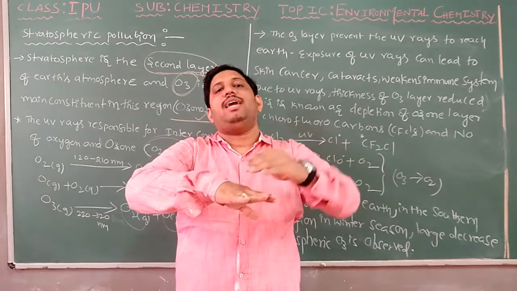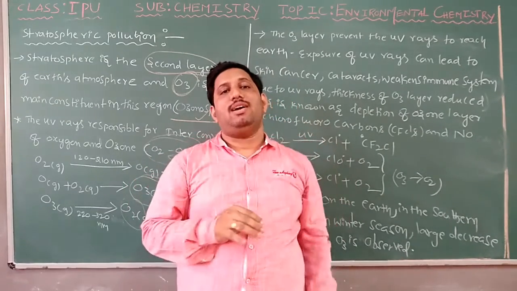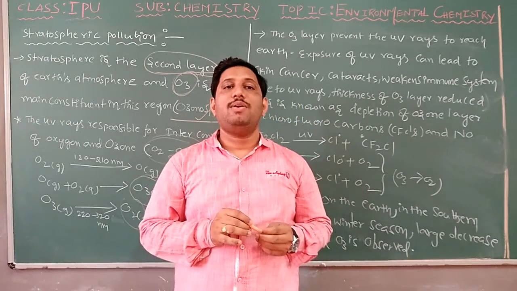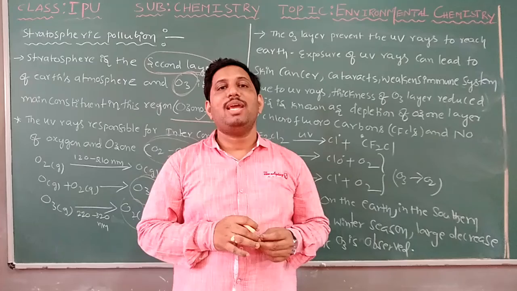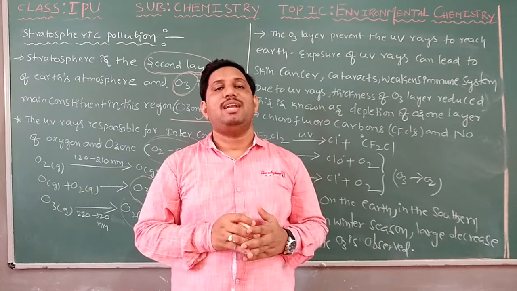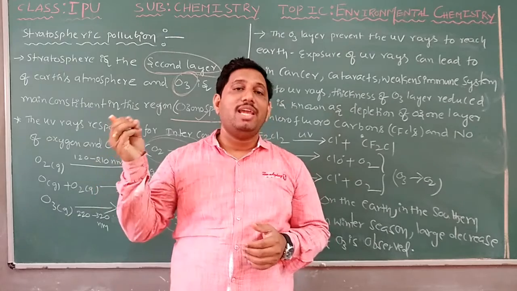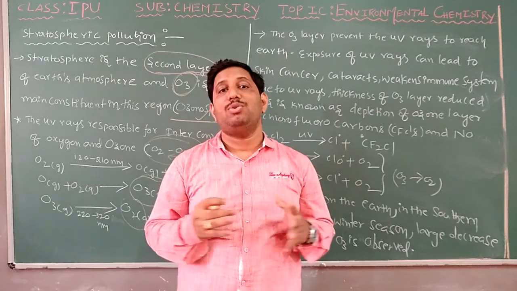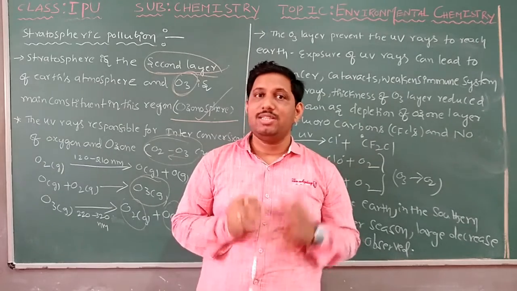The ozone layer prevents the ultraviolet rays from falling on the earth. Hence, it is clear that the harmful ultraviolet rays coming from the sun do not fall on human beings, because the ozone layer is present in the stratosphere and prevents the ultraviolet rays from reaching the earth's surface. But over so many years, the ultraviolet rays fall on the ozone layer. Hence, the thickness of the ozone layer will be reduced. Clear, students? Right.